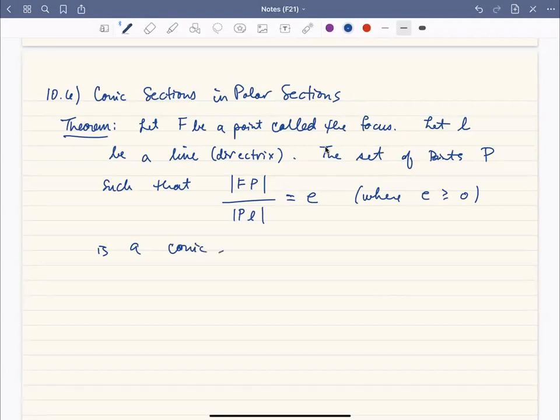So this is a conic section. E is the number here that's going to be called the eccentricity. Here, this number E is not the 2.7 Euler's number that we're used to. E is just used because this is the eccentricity of the curve, so of the conic section.